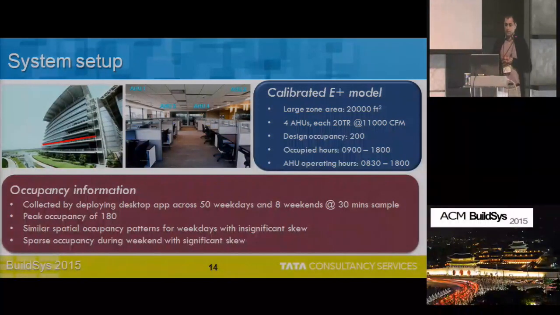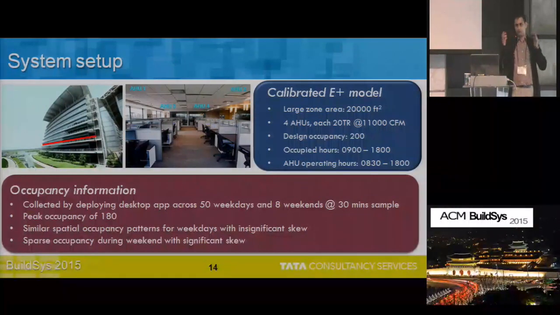So we collected occupancy traces by deploying desktop apps at a 30-minute sample, and we collected the samples across 50 weekdays and 8 weekends. And we found the peak occupancy was close to 180. During a weekday scenario, we found that occupancy was there everywhere in the zone, which means all the AHUs had some amount of occupancy, so there was not much skew in the spatial occupancy. While in the weekend scenario, we saw significant skew, which means only a small team comes in and occupies one part of the large zone and works, and the rest of the spaces are unoccupied.